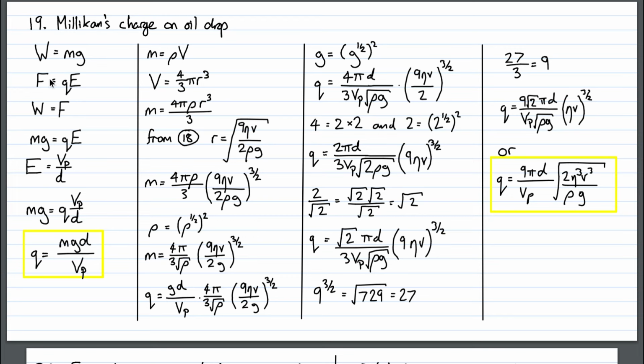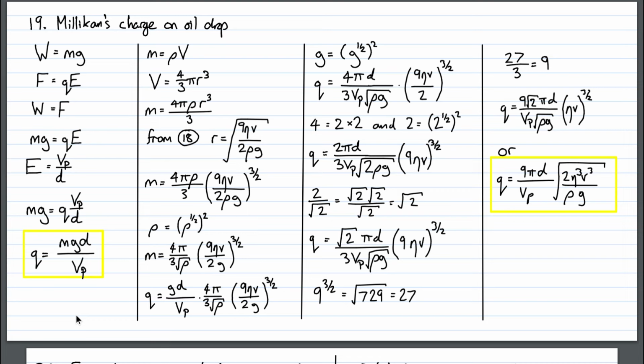So the weight is going to be equal to the electrostatic force, W equals F. We could rearrange this to get mg over q equals E. This is the electric field strength, the potential gradient. Substitute the potential gradient into the electric field strength to get mg equals q Vp over D. Rearrange that to get q as the subject, and there is our equation for the charge.